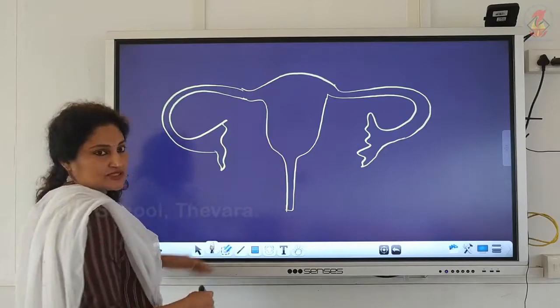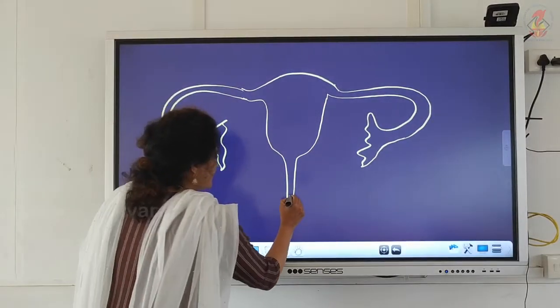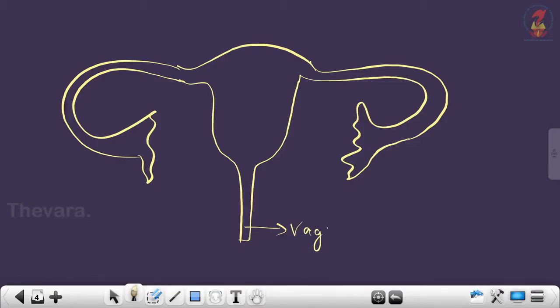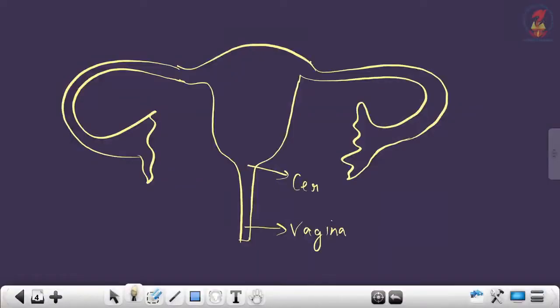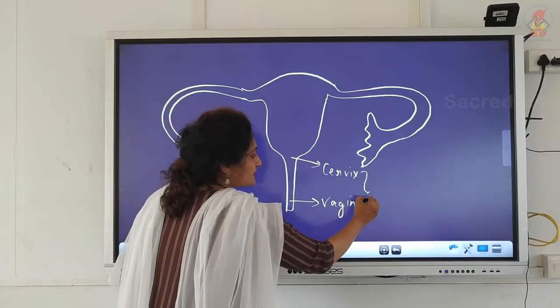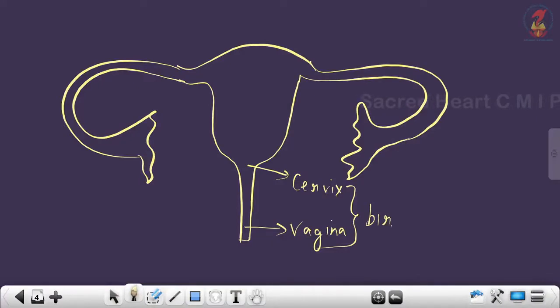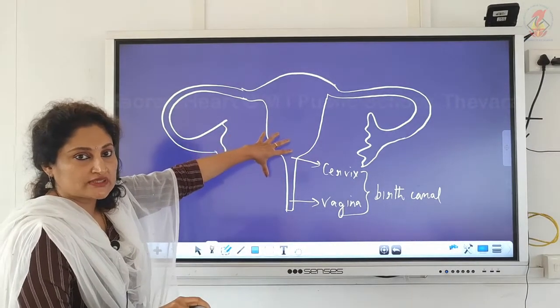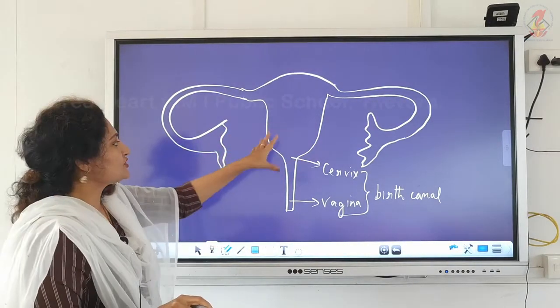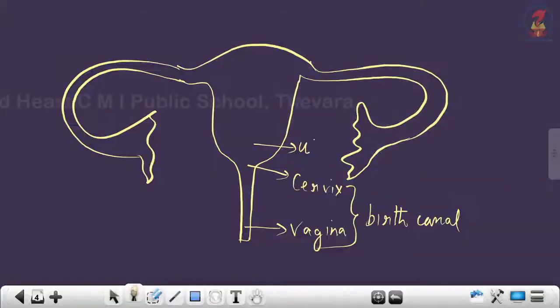This is the duct system starting from the base. This is the vagina, the tube. Next, a funnel-like opening towards the sac-like structure called the cervix. Now both the vagina and the cervix constitute the birth canal. Now moving above it, the cervix opens into a sac which is like an inverted pear structure, and that's the uterus or the womb.